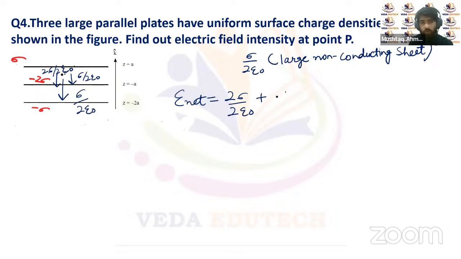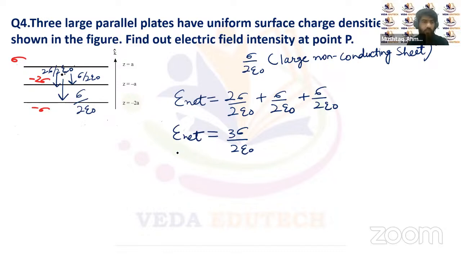Plus sigma upon 2 epsilon naught. And the third one is also sigma upon 2 epsilon naught. So the net field will be 3 sigma upon 2 epsilon naught. So this will be the net electric field at this point, right? The net electric field at this point will be 3 sigma upon 2 epsilon naught.